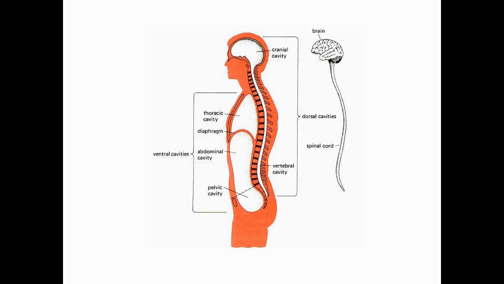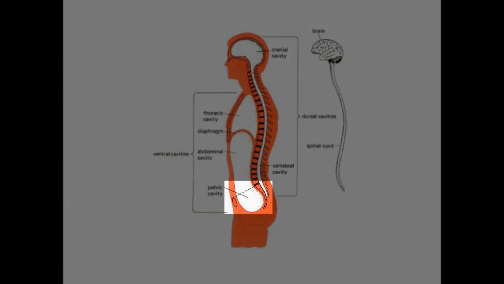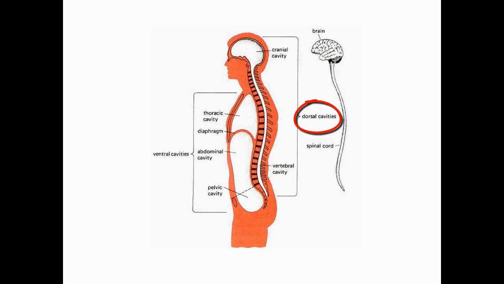The abdominopelvic cavity is divided up into the abdominal cavity and the pelvic cavity. If we draw a line from the top of the pubic bone to the top of the sacrum, anything below that is going to be in the pelvic cavity. Now, if we look at the dorsal cavity, we're going to have the cranial cavity, which houses the brain, and the vertebral cavity, which houses the spinal cord.